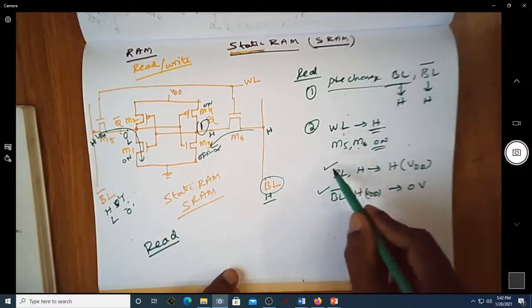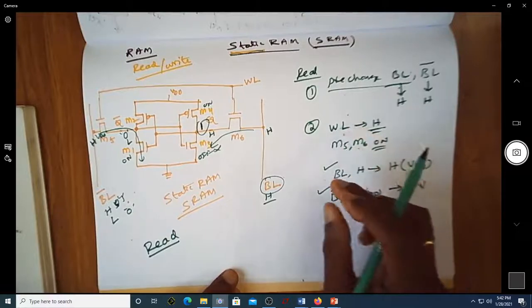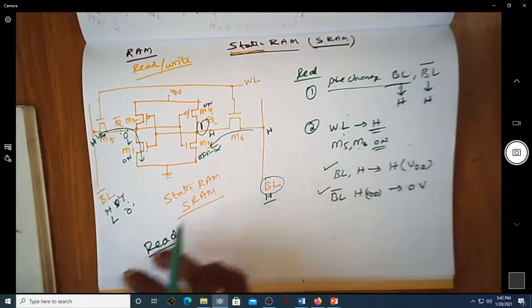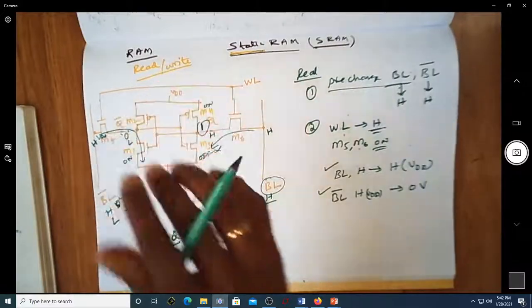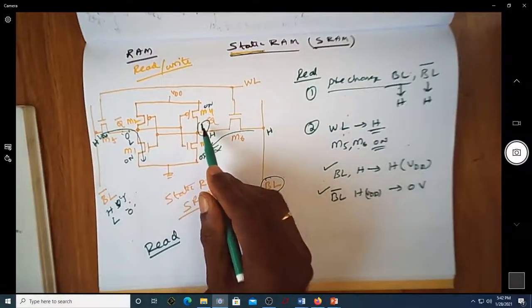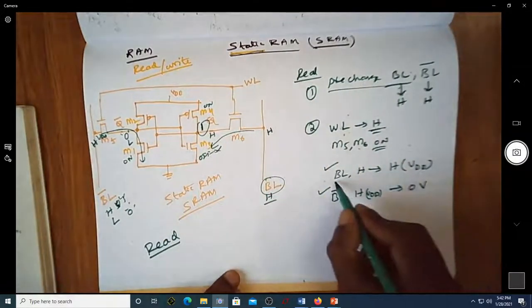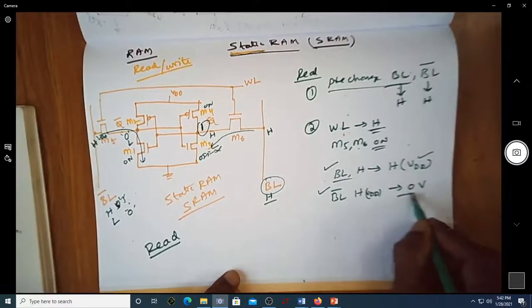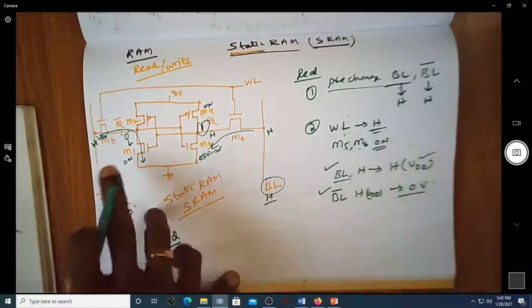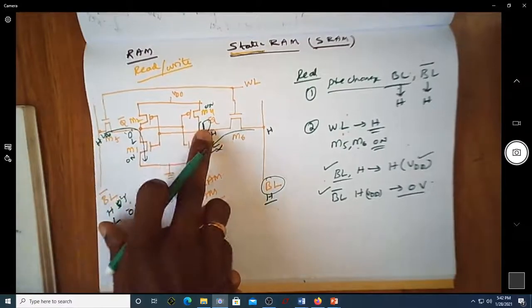Since after making this word line equal to 1 we are actually trying to read the content of this register, the content of this register is actually 1 here, so that's why your bit line is becoming 1. The bit line bar is actually 0 here. So you actually stored 0 here, and this is stored 1.